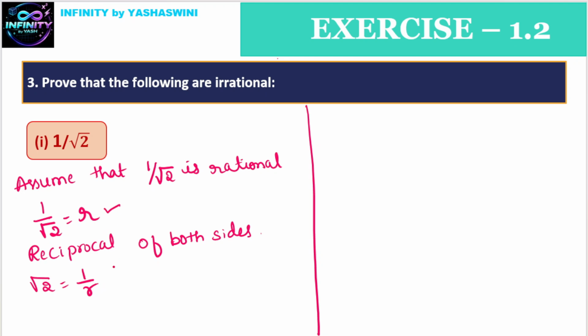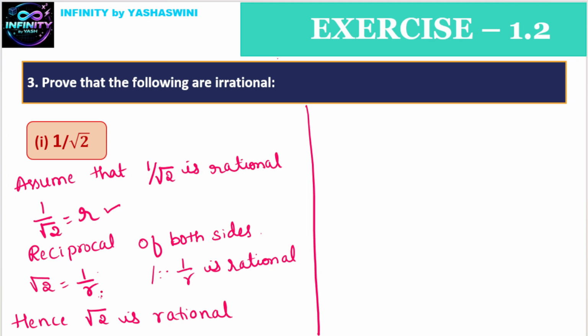Since r is rational, 1 upon r is also rational because the denominator is not equal to 0. 1 upon r is rational. Hence root 2 is rational. If 1 upon r is rational, obviously root 2 should be rational. The reciprocal of a non-zero rational number is always rational. Therefore, 1 upon r is rational.